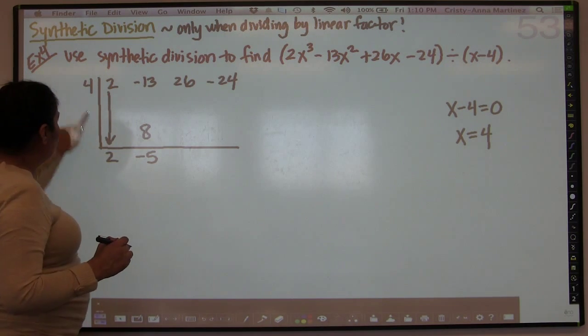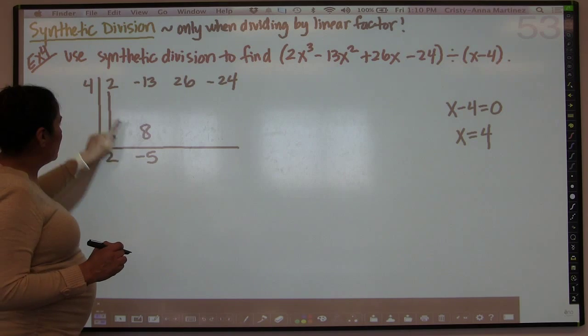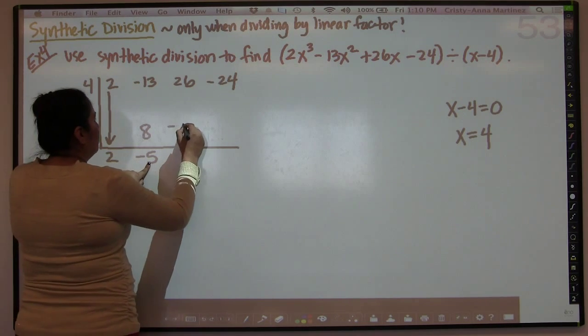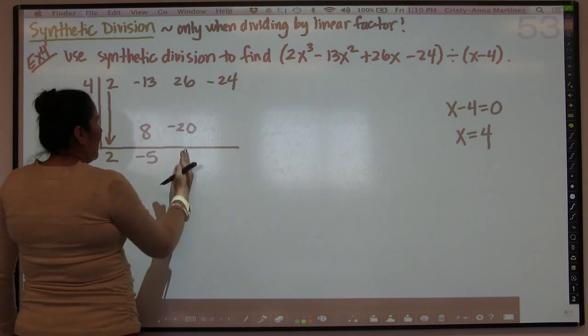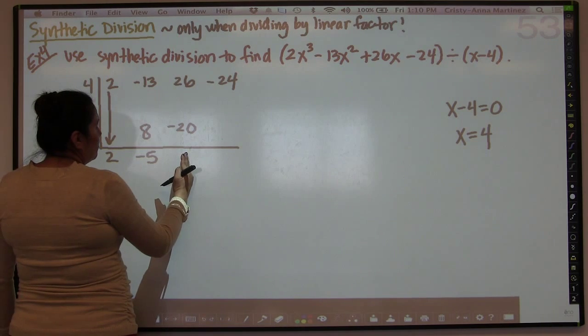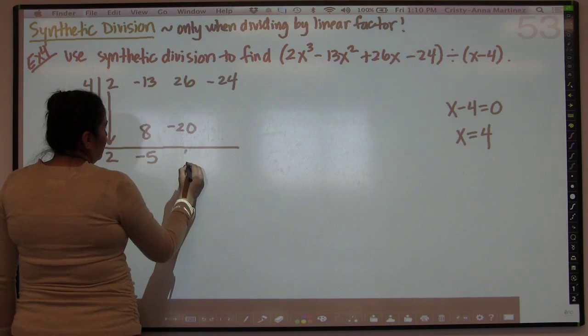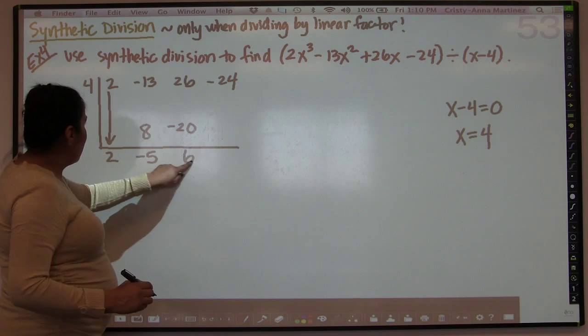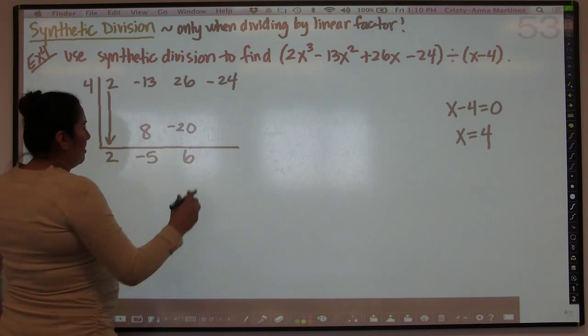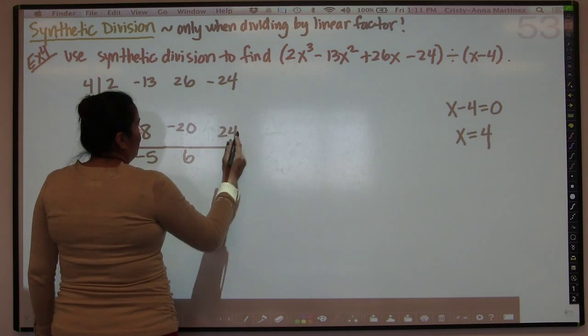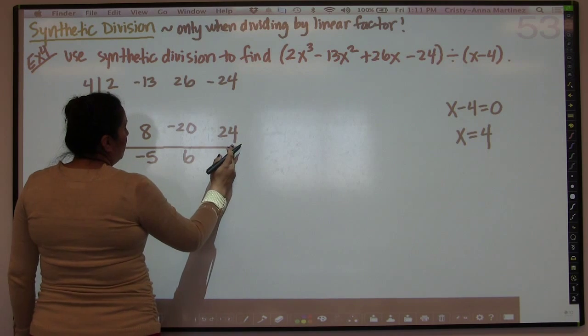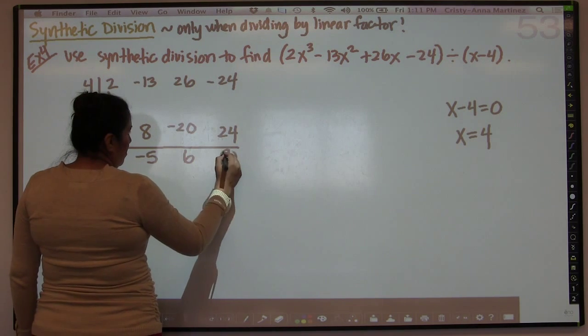And then I multiply. So diagonally I multiply. 4 times negative 5 is negative 20. But vertically I add. So 26 and negative 20 is going to be positive 6. And then diagonally I multiply. 4 times 6 is 24. And vertically I add. So negative 24 and positive 24 will give me 0.